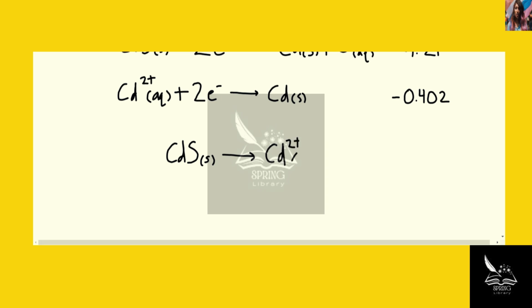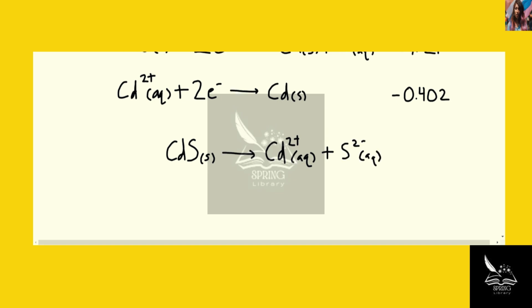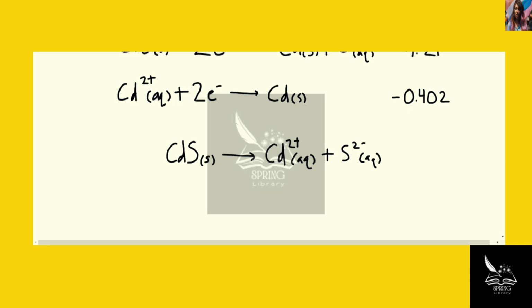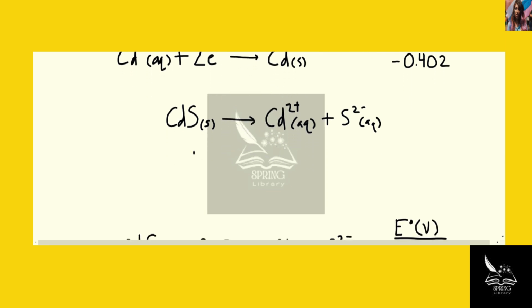So that's Cd2+ aqueous plus S2- aqueous. And for this reaction, the equilibrium constant or solubility constant Ksp is equal to the concentration of Cd2+ aqueous ions times the concentration of S2- aqueous ions. We write this out the way we write out any other equilibrium constant expression.